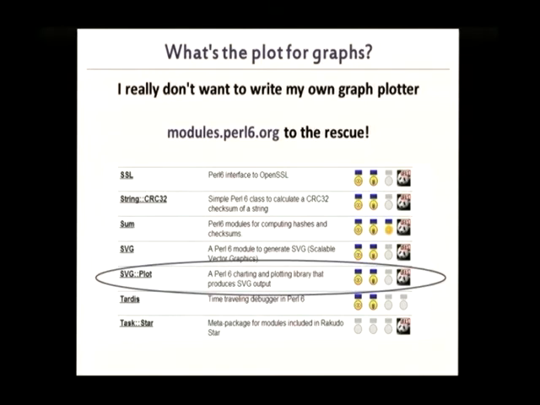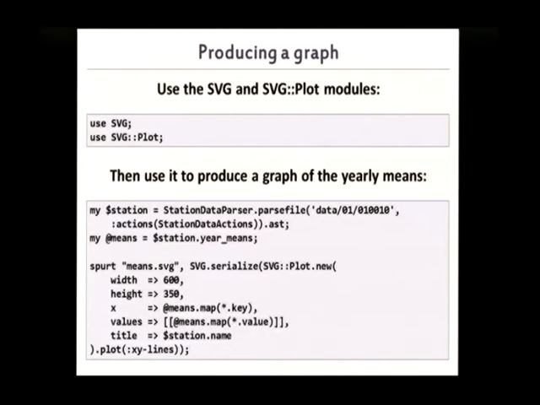There I found SVG plot, which makes me very happy because it claims that it plots graphs. Great. By the way, the module ecosystem is a good bit smaller than CPAN, but we're gradually building a set of modules. Okay, here are the means, and if you remember, that was a list of pairs from year to mean number.